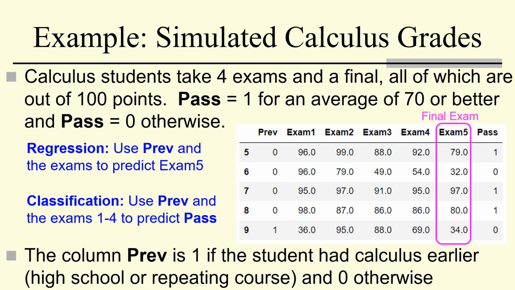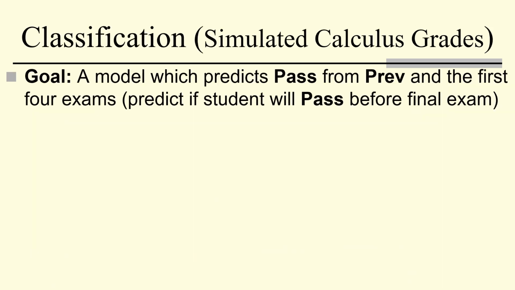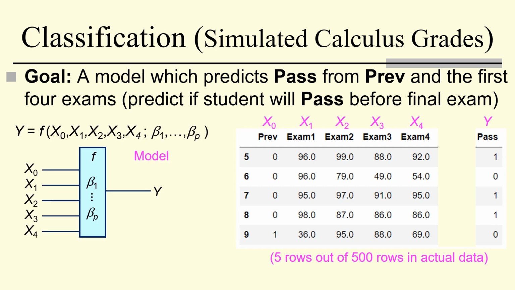So remember our simulated calculus grades. We're going to look at classification, particularly using the previous and first 4 exams to predict whether or not a student passes the class. So our goal is a model which predicts pass from previous and the first 4 exams. And this is what our data looks like. These are our features and our response, and so therefore this is what our model looks like.